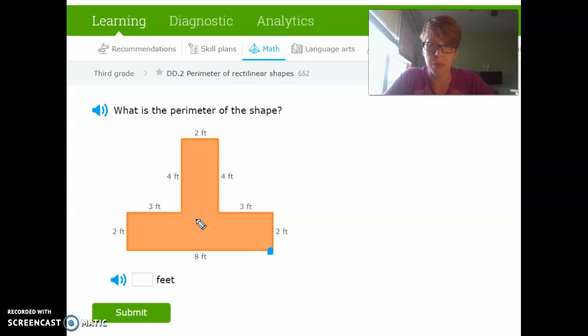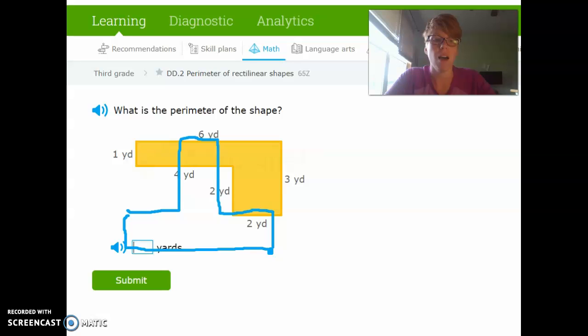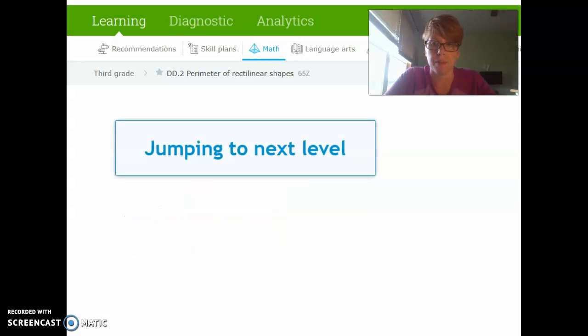If you get to where the numbers are large, you can by all means write down 8 plus 2 plus 3 plus 4. Okay? But go ahead and count along with me. We've got 8 plus 2 is what? 10. 10 plus 3 is 13. 13 plus 4 is 17. 17 plus 2 is 19. 19 plus 4 is 23. 23 plus 3 is 26. And 26 plus 2 is 28. So the perimeter of this shape is 28. Awesome. Good job.